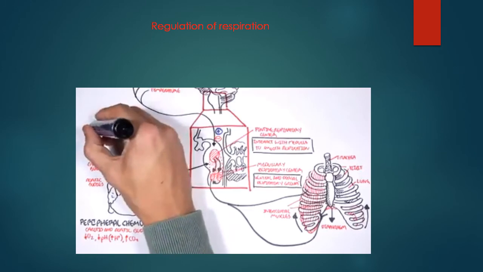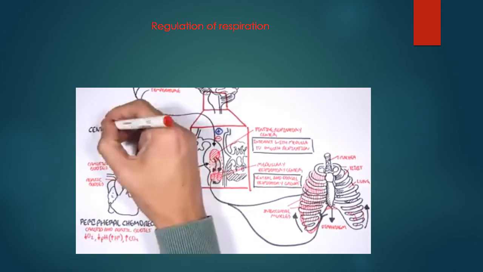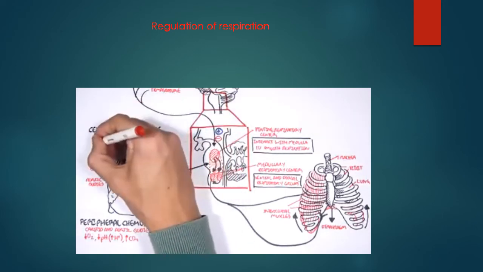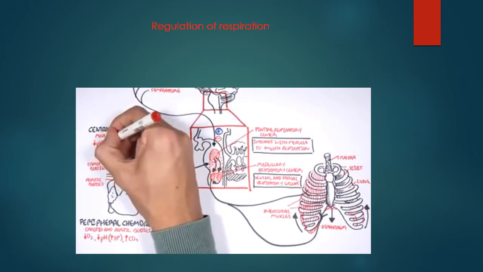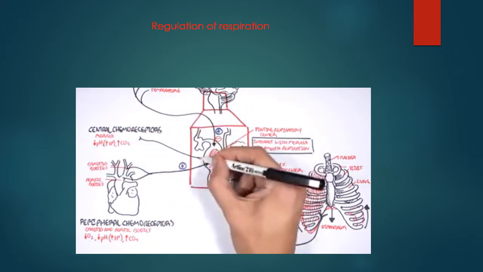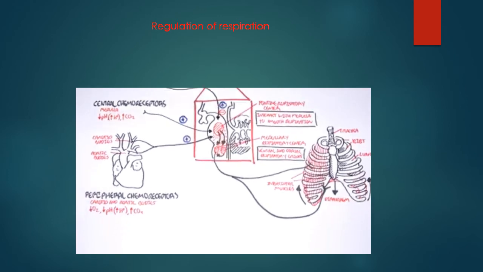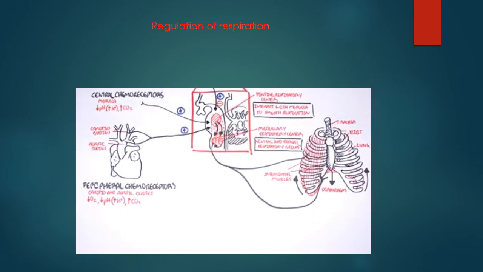There are also chemoreceptors located in the medulla, known as central chemoreceptors. The medullary chemoreceptors do exactly the same thing. They can detect changes in pH. A decrease in pH, for example, and an increase in CO2 will stimulate the chemoreceptors to stimulate the respiratory center so that you breathe faster, and thereby breathe out more carbon dioxide and inhale more oxygen.